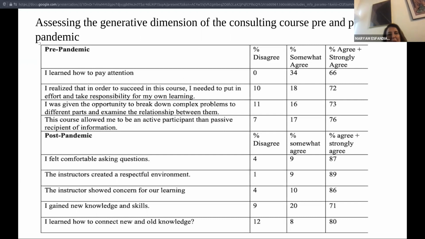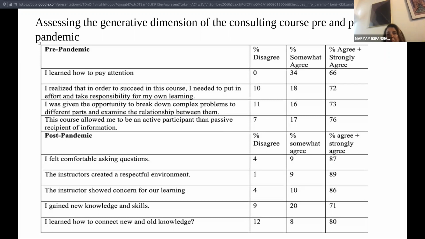Great job. So I mentioned that I did some Likert scaling, asking them questions about the 3 dimensions. I'm not going to go through these questions, but they include: I pay attention, I am an active participant, I feel comfortable asking questions. So these are questions we asked pre-pandemic, and these are some of the questions we asked post-pandemic. They're not exactly the same, but they're very similar, along the same line of theory.